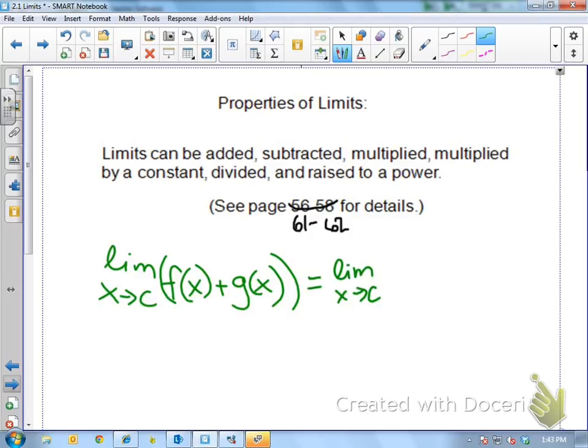I could say the limit as x approaches c of f of x plus the limit as x approaches c of g of x. And we would get the same answer, whether we added the stuff together first, or whether we took the limit first and then added the limits together. You still get the same answer.